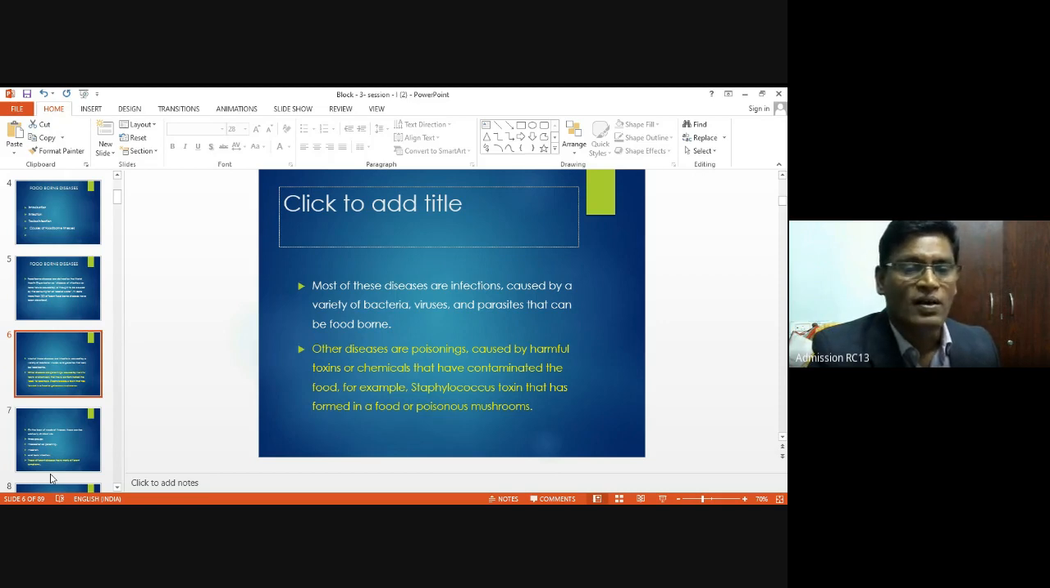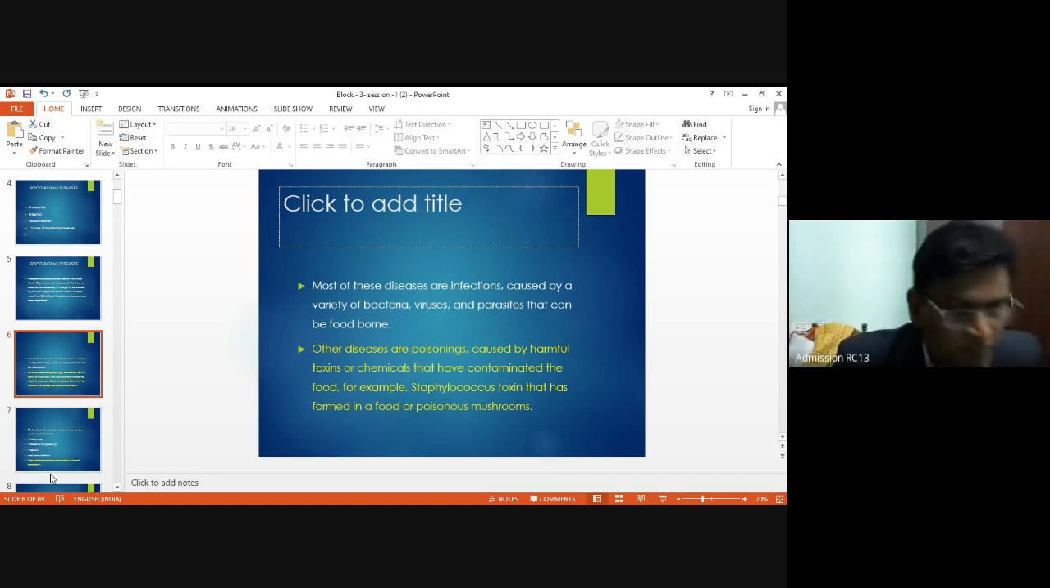Other diseases are poisonings caused by harmful toxins or chemicals that have contaminated the food we eat. For example, staphylococcus toxin that has formed in the food, or poisoning from mushrooms. So if the food we consume is contaminated by bacteria from one source or another, that will take root in the human body, where it causes the health problem.